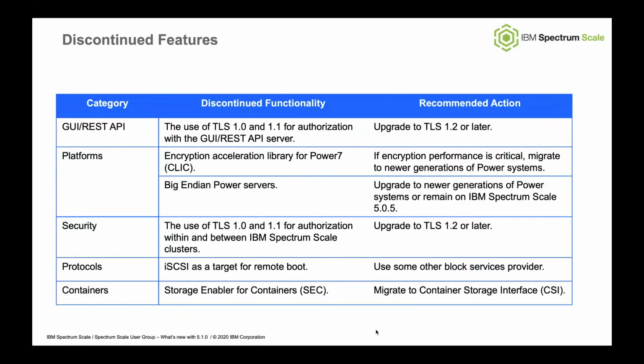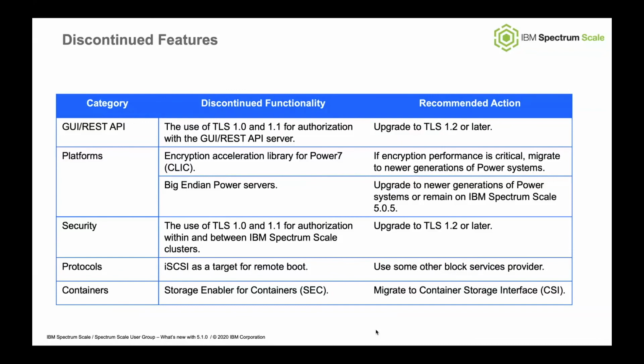From a platform perspective, looking at some of the acceleration libraries we had for Power 7, we're thinking Power 8, Power 9 may not be as critical anymore for having this. So you can still have encryption there, as well as Big Endian Power servers, thinking about where we're at with now Power 9, Little Endian, and that environment.